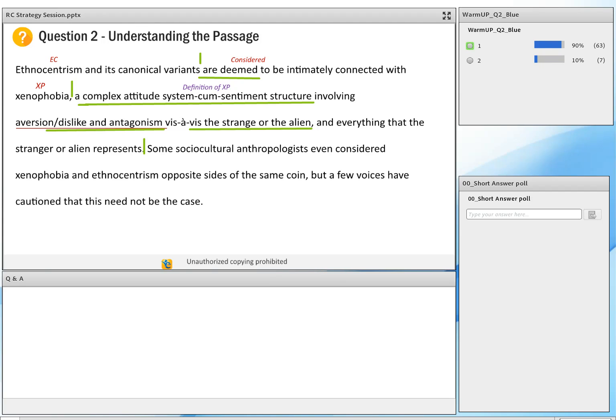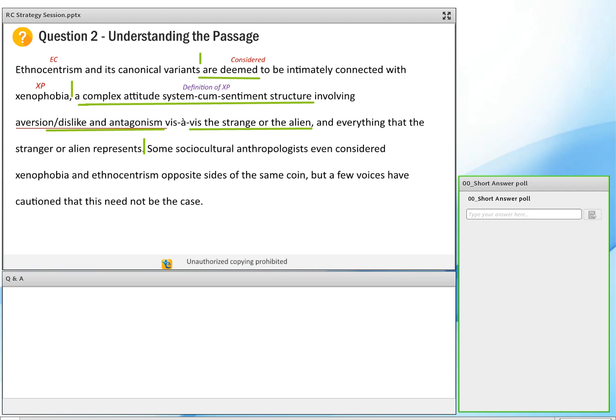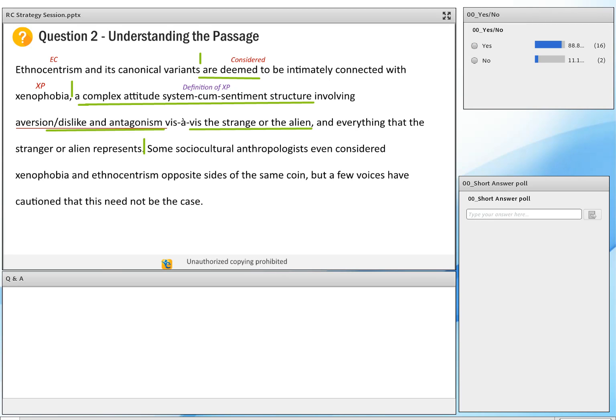Now, is this a fact? Is this definition a fact? Yes or no? Is this definition a fact? Absolutely it is. It's a system that involves hatred towards the stranger, the alien.